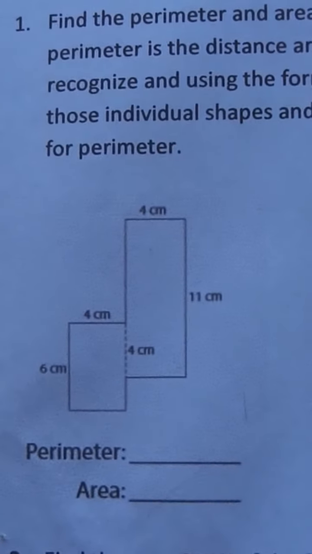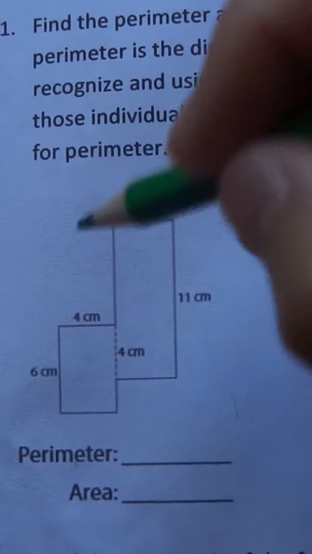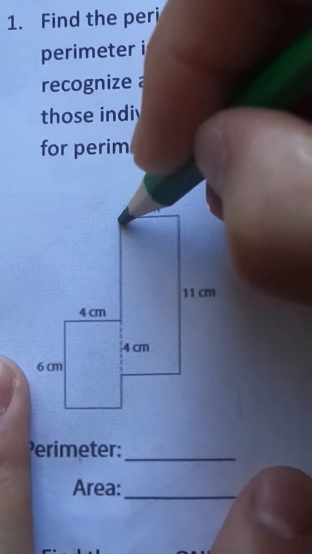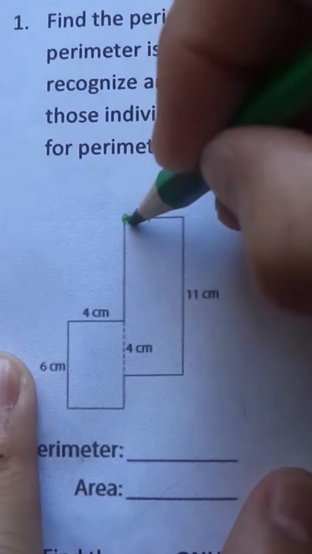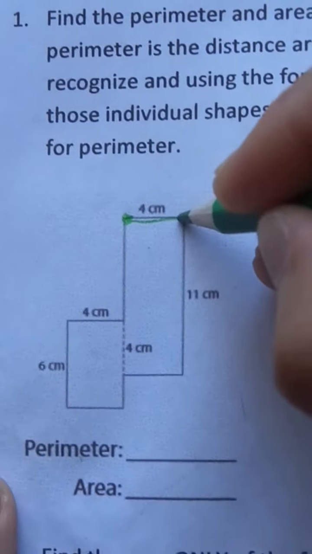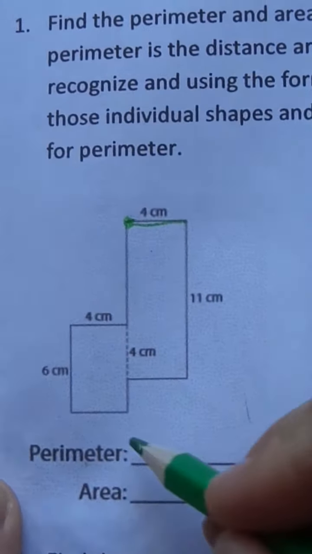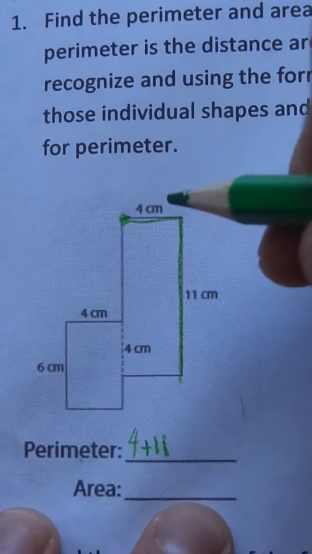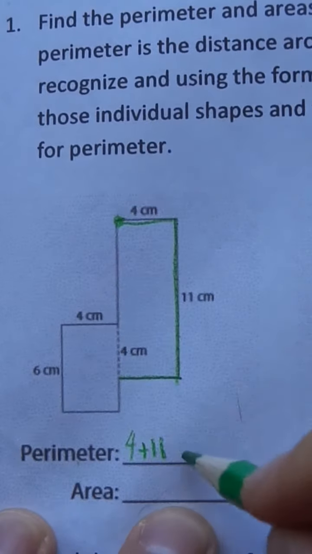Now let's take a look at the perimeter then. Now remember, the perimeter is the distance around. So let's start. So for this first shape here, let's pick a starting point. I'm going to pick that starting point. Okay. I'm going to go 4 centimeters across. Okay. So that's 4. 11 centimeters down, plus 11. 4 centimeters across, plus 4.